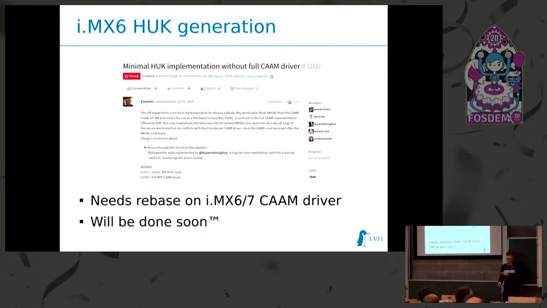The pull request at the moment is closed because this needs to be rebased on the IMX6-7 CAAM driver. So NXP actually contributed a driver for the CAAM. The CAAM does more than this master key verification blob. You can also do AES encryption and decryption in hardware. So a lot of crypto acceleration is possible there. It also does hash algorithms. And I'm currently in the process of rebasing this on the CAAM driver. And then we should have hardware unique key derivation for Opti platforms or for IMX6 platforms. So this will be done soon.